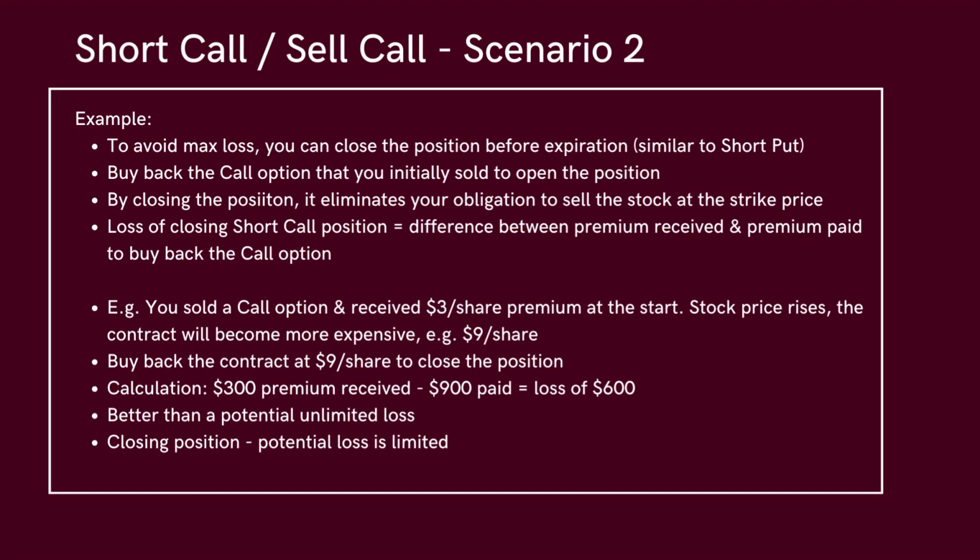Are you confused? Don't worry. Here's an example. Remember you sold this call option and received $3 premium per share? Right now, because the stock keeps rising, this contract will become more expensive and is worth like $9 per share now. This means you will need to buy back the contract at $9 per share to close the position. So the calculation would be $300 premium received minus $900 premium paid, and your loss would be $600. Better than a potential unlimited loss, right? So yep, once again, the gist of closing the position is that your potential loss is limited.